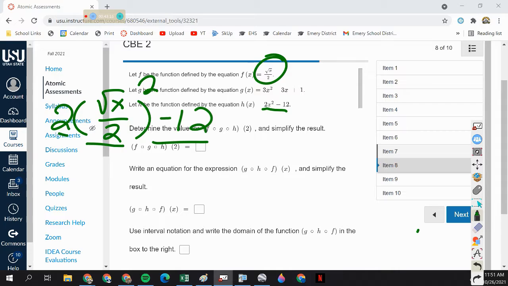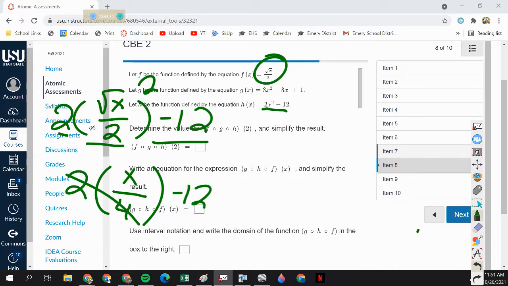If you want to come sit here, you're welcome to. So 2, what is the square root of x times the square root of x? X. And what is 2 squared would be 4. So that becomes x over 2 minus 12. We good? Now we have to put that into the g function.